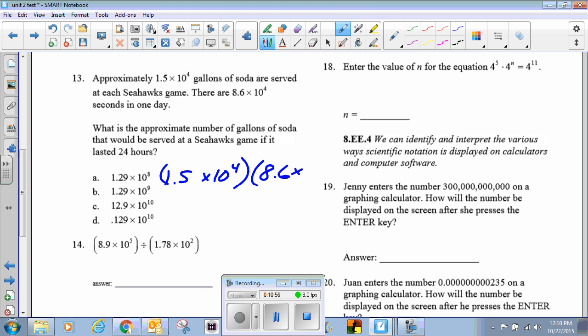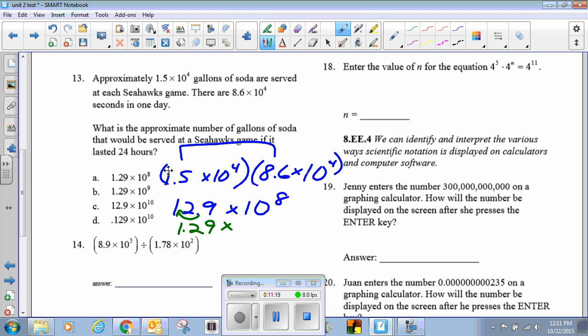We know that when we're multiplying things in scientific notation, we multiply the numbers as usual, and we get 12.9. We add the exponents. 4 plus 4 is 8. We write the product. Then we see if it's in scientific notation. We say, wait a minute, it's not between 1 and 10, so I have to make it between 1 and 10. So I make this smaller by 10.